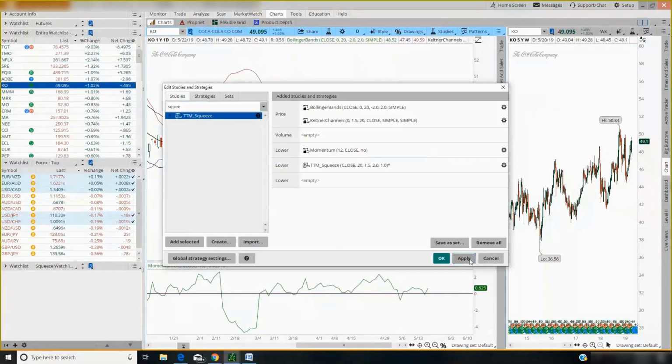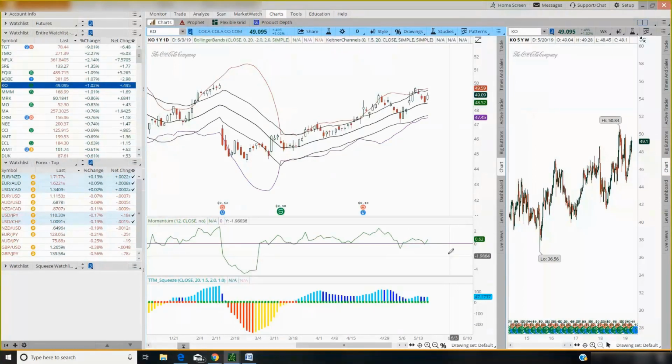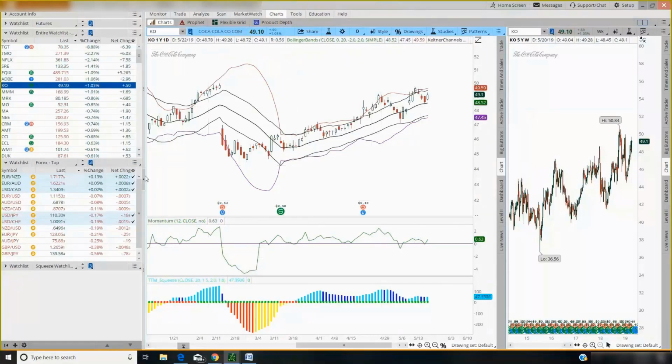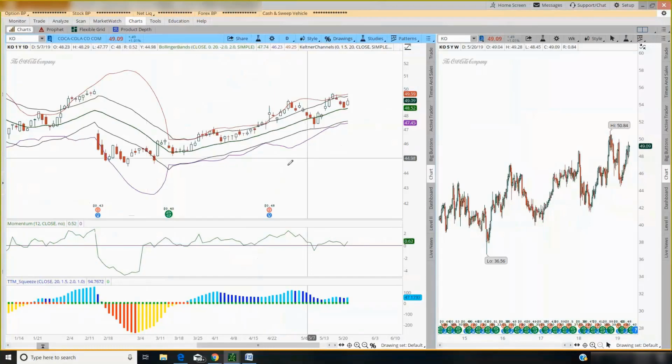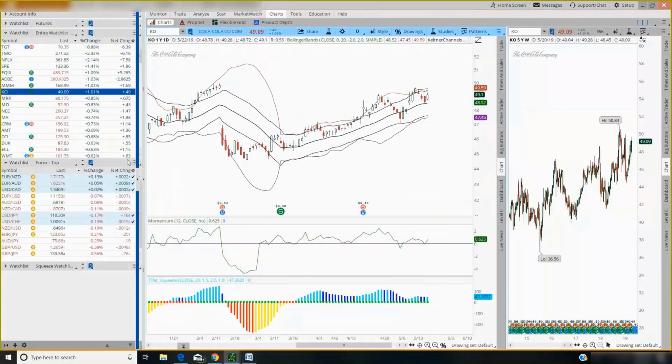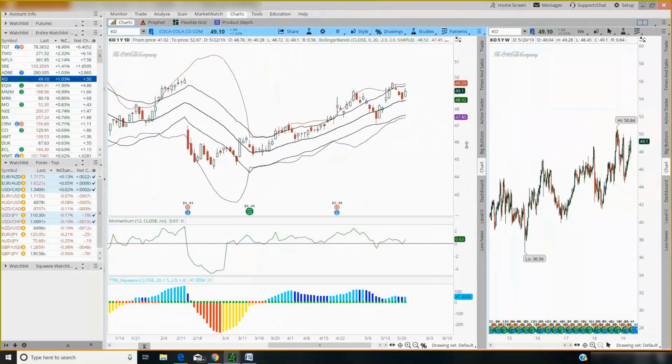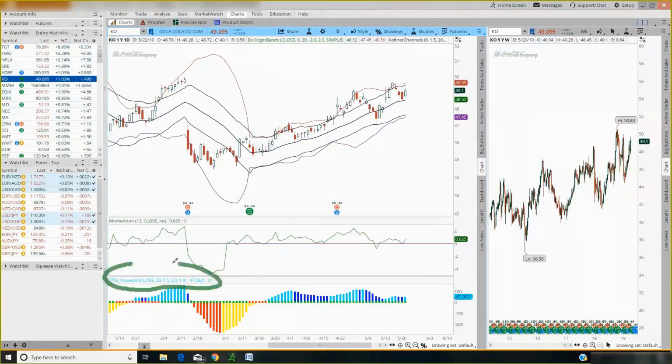TTM squeeze. Okay, here we go. Now, we added the TTM squeeze, and I left... Let me move this over so we can have some more room. Sorry, let me just move this over. Okay, so I left the Bollinger Bands and the Keltner channels on there. So let's just look at this. Here is this beautiful TTM squeeze indicator. You do not need to change the defaults, okay? But the colors are just fantastic.